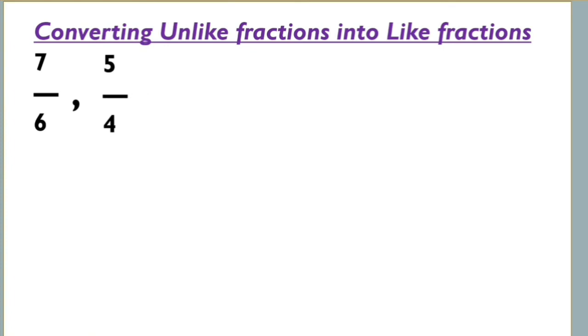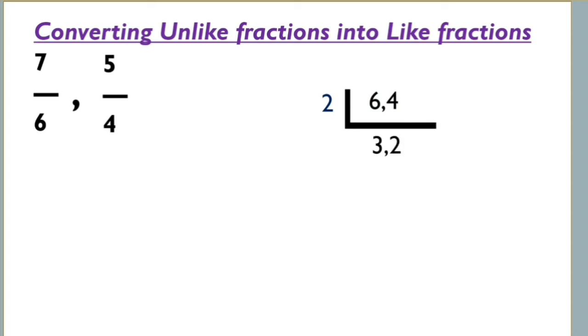7 by 6 and 5 by 4. And here observe that 6 comma 4, so the denominators are 6 and 4. Now take the LCM for this. We know that 6 and 4 have 2 as a common factor. So divide with 2.